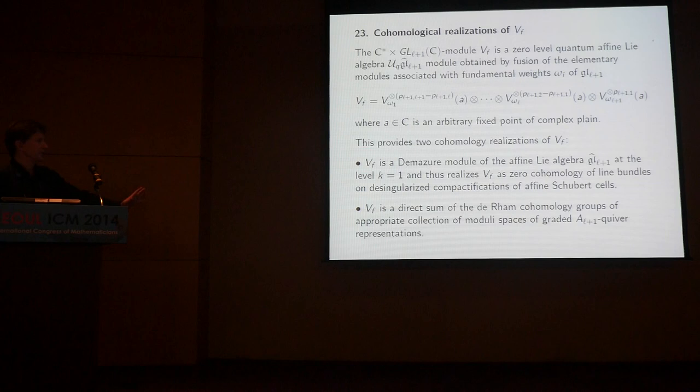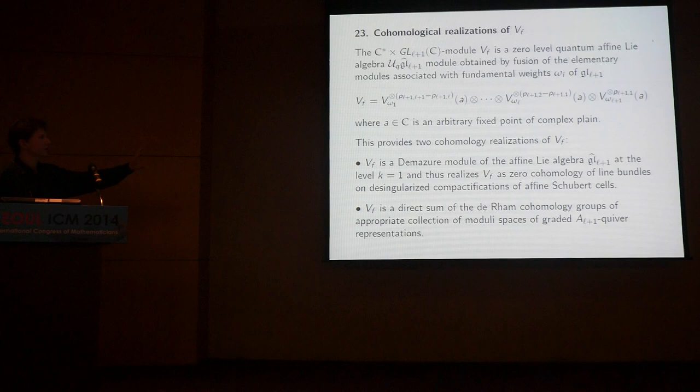It's a direct sum of the de Rham cohomology groups of an appropriate collection of moduli spaces of graded quiver representations. The last fact follows from Nakajima's results, actually. To compare with the previous case, here we realize it in terms of cohomology with constant coefficients, so it's the constructible case. So these two realizations are essentially different.